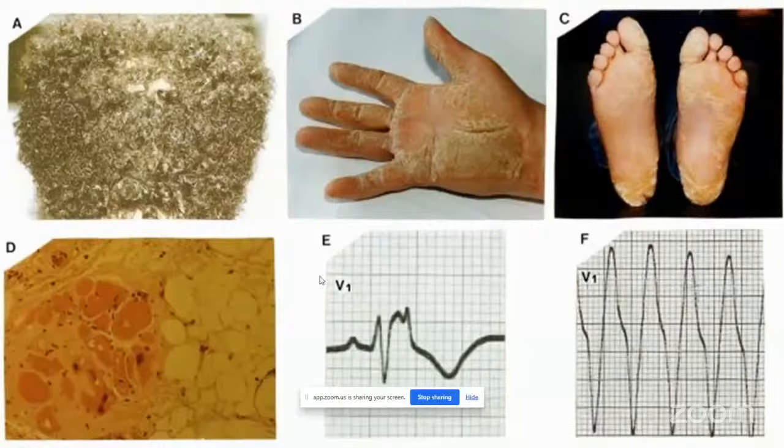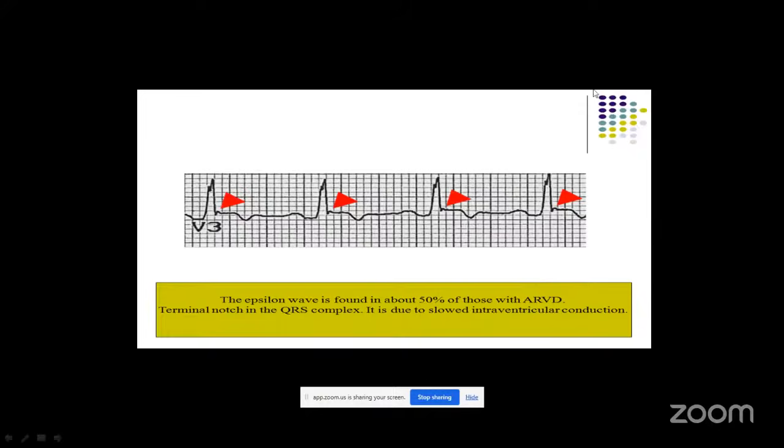And an important point in the ECG is the epsilon wave. There is a VT, ventricular tachycardia with LBBB morphology, most likely from the RVOT. And here comes the epsilon wave. We can clearly see, immediately after the S wave, a terminal notch is present in the QRS complex.